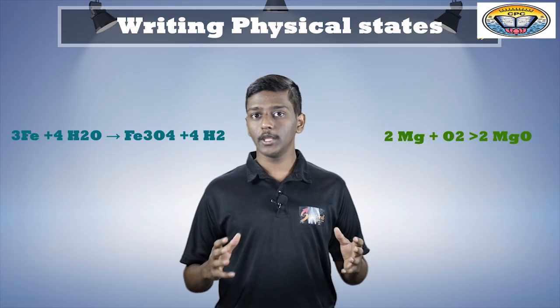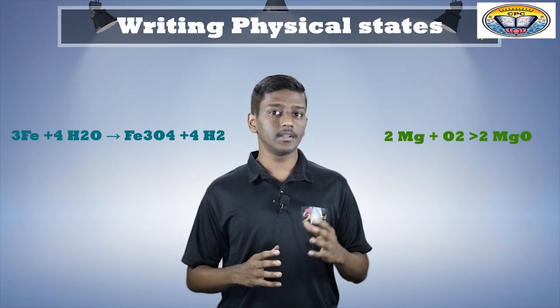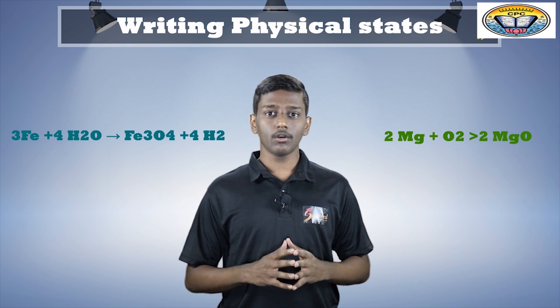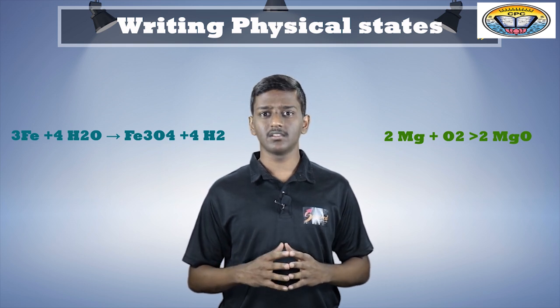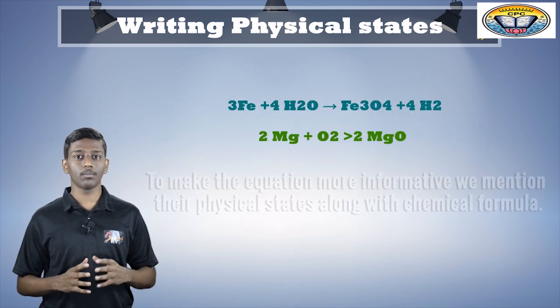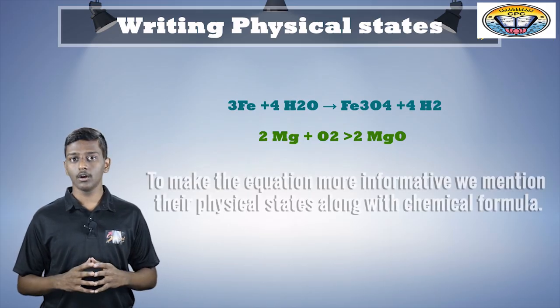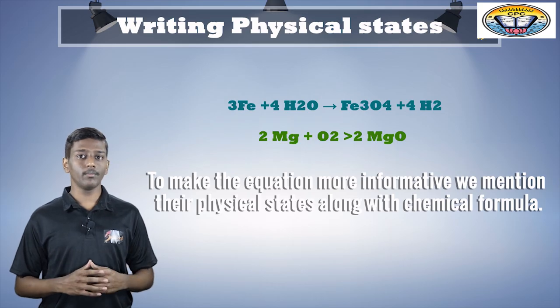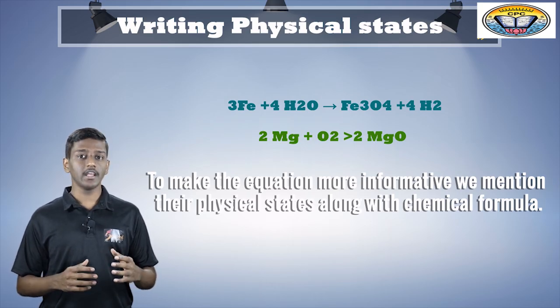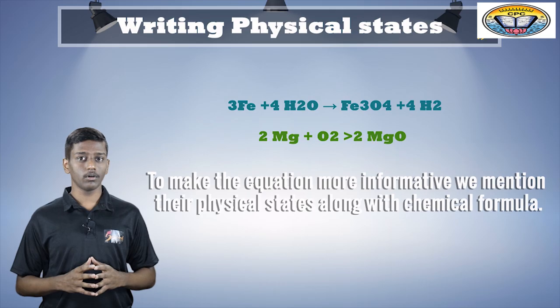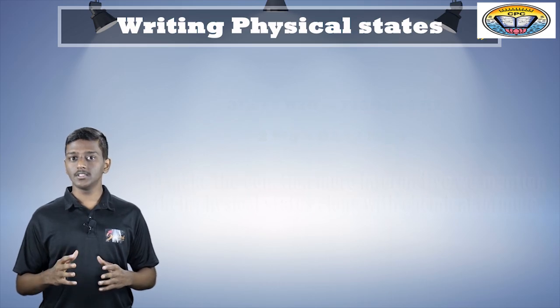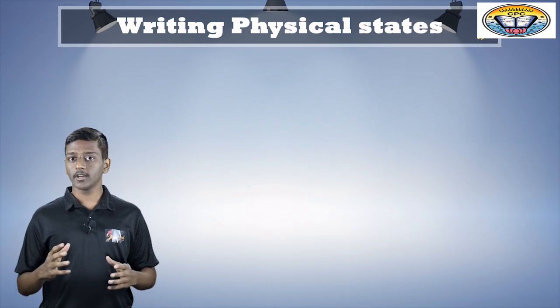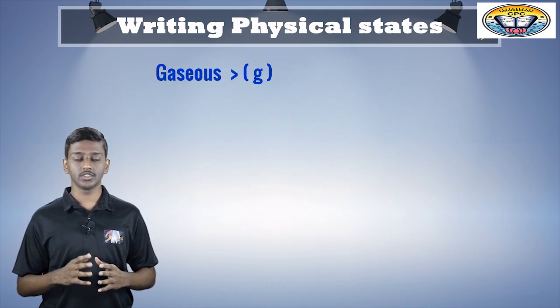Writing physical states. Let us see these two equations. They are balanced, but they are not explanatory. That is, they don't give any information about the physical state of the element or the compound present in the equation. To make it more informative and explanatory, we write the physical states next to the compound or the element. Physical states are represented within brackets. For gaseous, we represent it by small g.